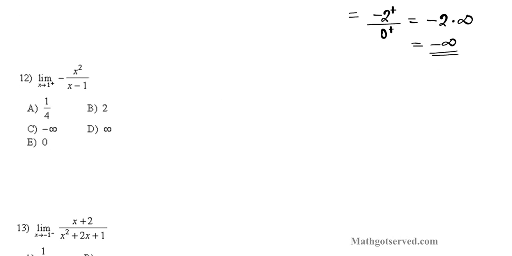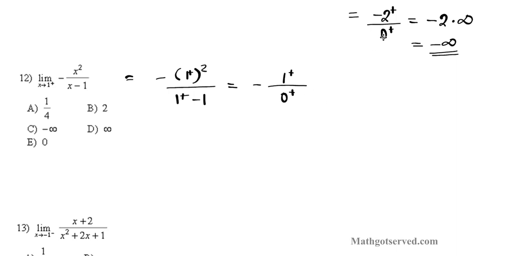Okay, let's go ahead and take a look at number 12. So we can just make our direct substitution here. We'll have negative 1 from the right, quantity squared, over 1 from the right minus 1. Okay? Now, if we go ahead and simplify that, we're going to have negative 1 from the right squared, still going to give us 1 from the right, divided by, and then downstairs here, 0 from the right.